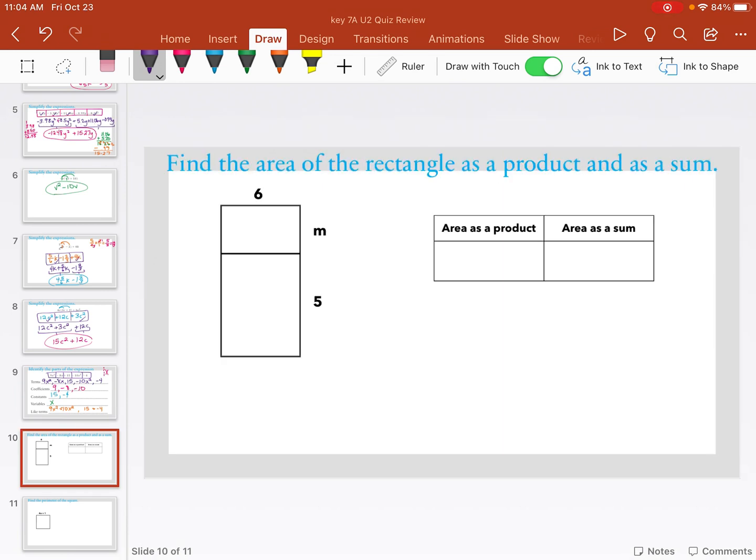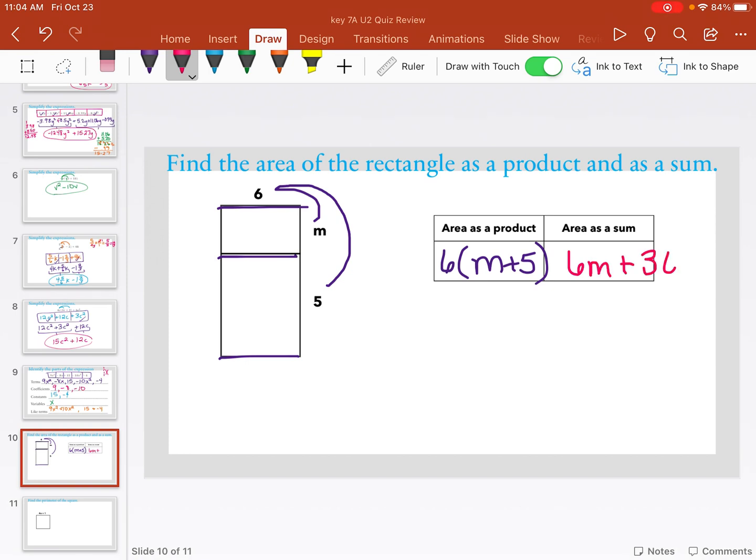Okay, find the area of the rectangle as a product and as a sum. So when they say as a product, what I mean is write it as distributive. Okay, so think about what is being distributed here. The 6 is being distributed to the m. The 6 is being distributed to the 5. So the 6 is what's on the outside. That's the thing in common all the way through the shape, right? This is all in common. And then these two, m plus 5, that's what's on the inside. Then as a sum, that's when I go ahead and multiply it. So 6 times m is 6m plus 6 times 5 is 30.